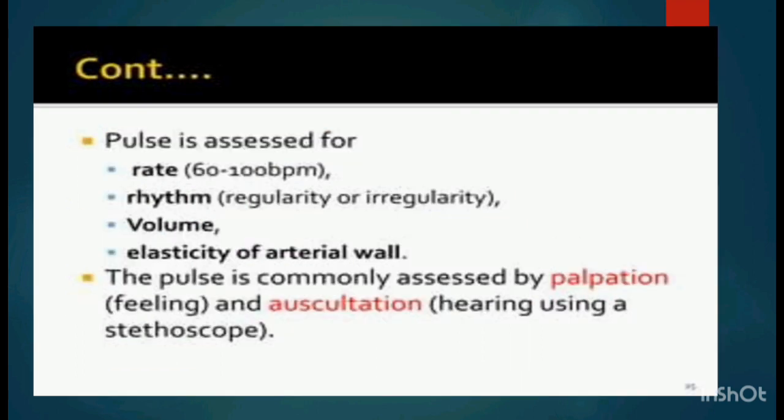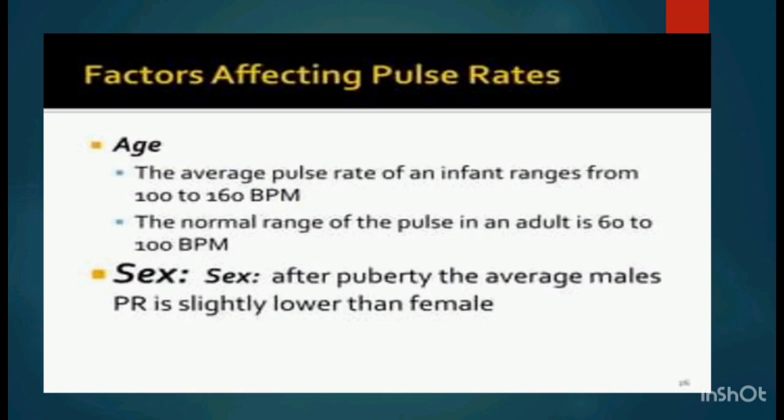Pulse is assessed for rate, which is between 60 and 100 beats per minute; rhythm, regular or irregular; and volume, the elasticity of the arterial wall. The pulse is commonly assessed by palpation, which is feeling with the fingers, and auscultation, by hearing using a stethoscope.